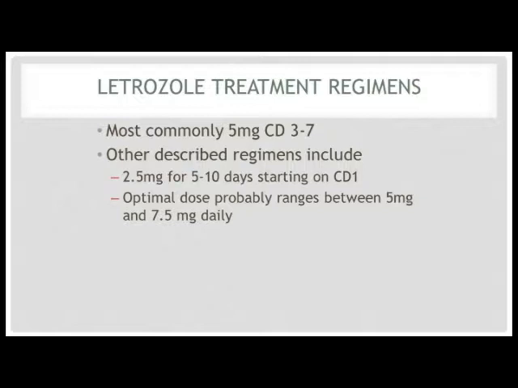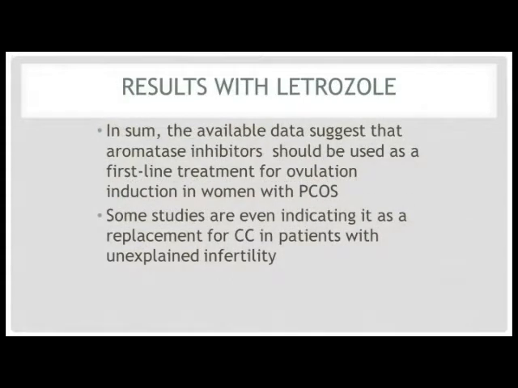Again, it's the same idea as Clomid. You take it on cycle day 3 through 7. They come in for an ultrasound on days like 12 through 14. We take a look. We see if they make an egg. And the optimal dose probably ranges between 5 milligrams and 7.5 milligrams. The available data suggests that aromatase inhibitors should be used as first-line treatment for ovulation induction in women with a diagnosis of PCOS. Some studies are showing that it's kind of surpassing Clomid with unexplained infertility, though we're not there yet.